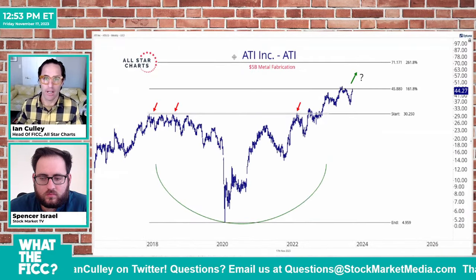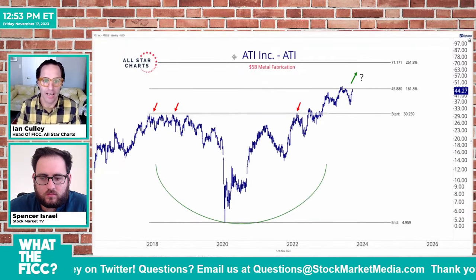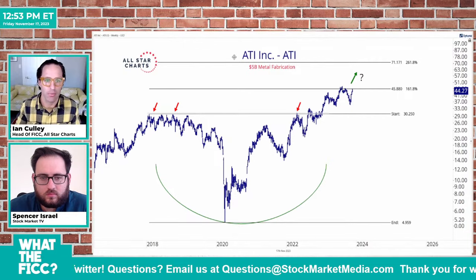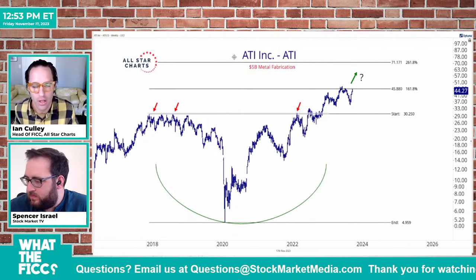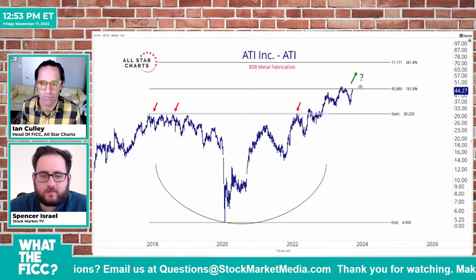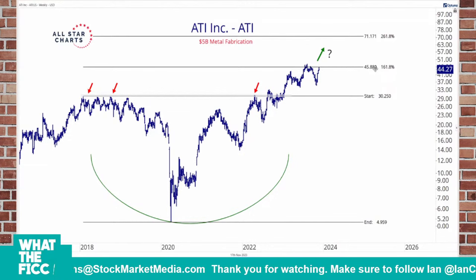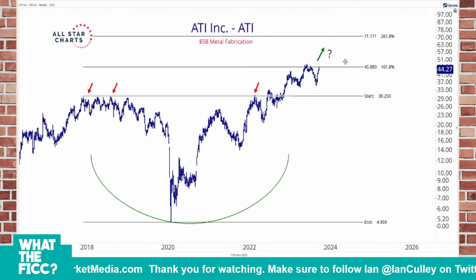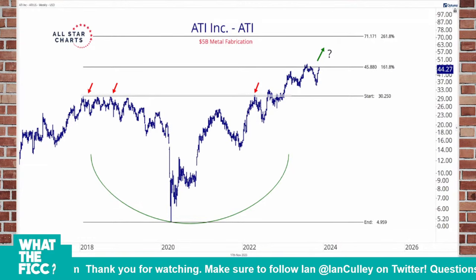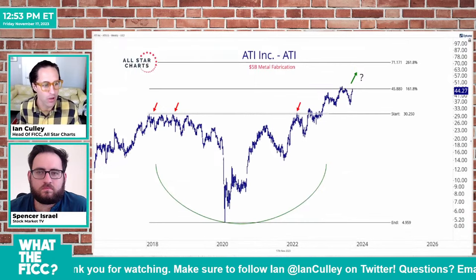And if copper's breaking out, I like ATI Inc. ATI, it's a $5 billion metal fabrication stock, and it's right there challenging its year-to-date highs, and it's challenging a key extension level that it respected. If it's above 46, I like ATI long towards 71. It's a good-looking chart. I really like this chart.